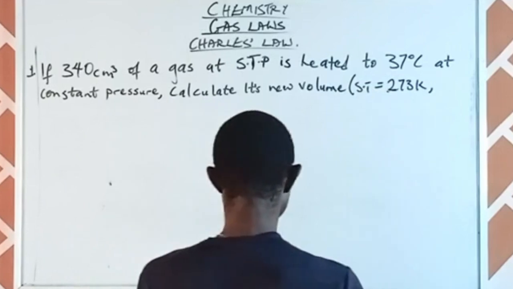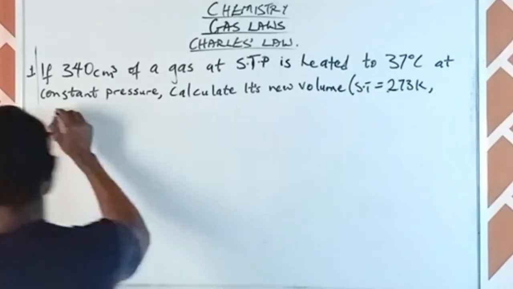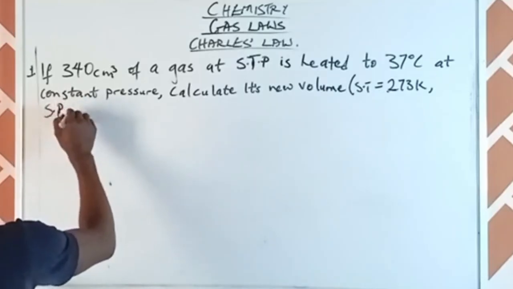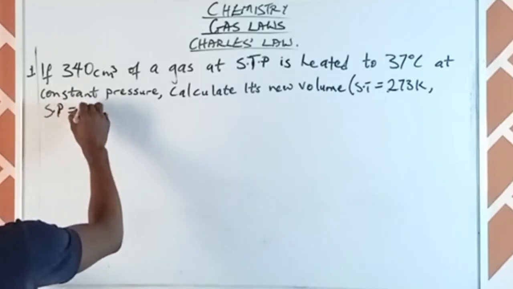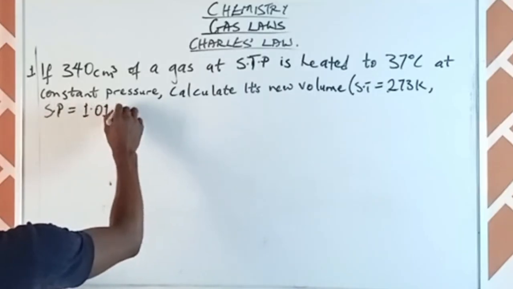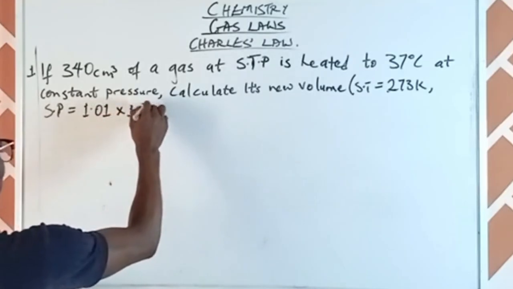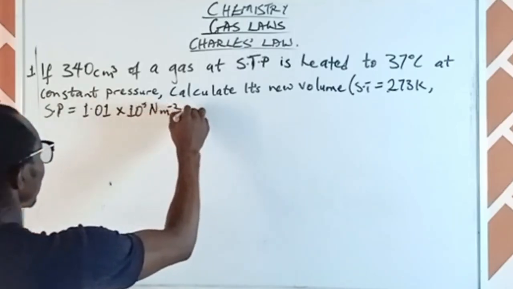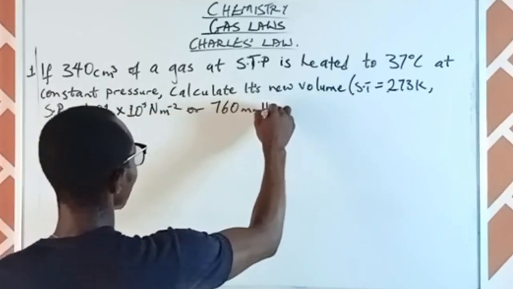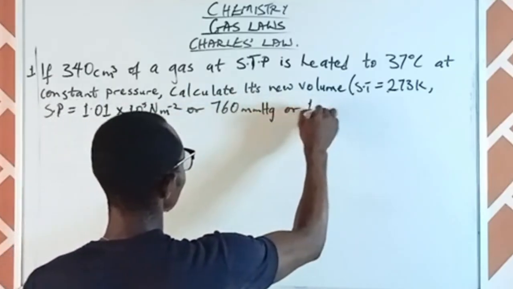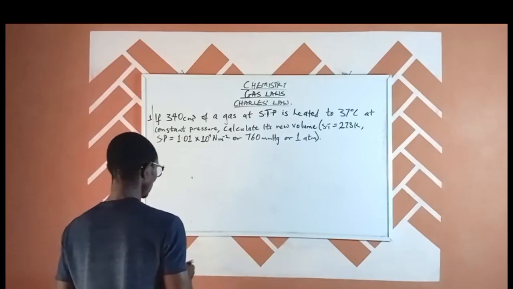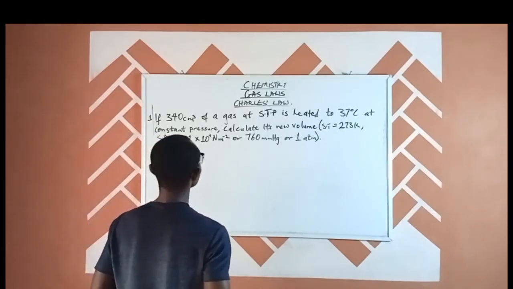And then we have the standard pressure to be 1.01 multiplied by 10 raised to the power 5 Newton per meter square, or we have it to be 760 millimeter mercury, or it can also be seen in form of ATM. So we have it as 1 ATM. So that is what that particular question is looking like.